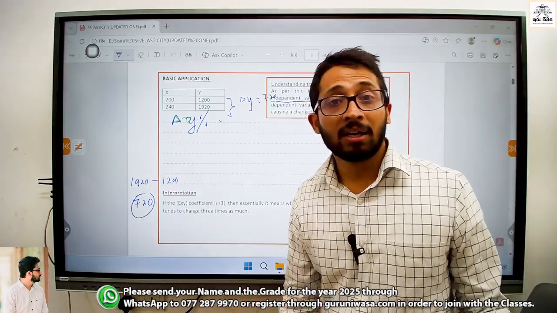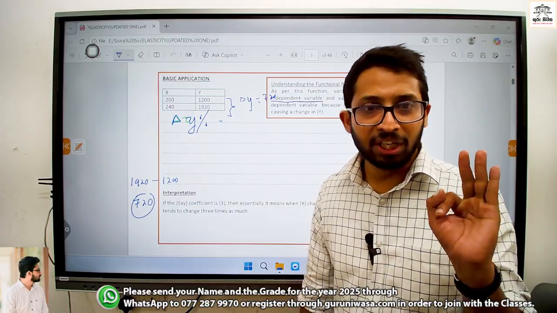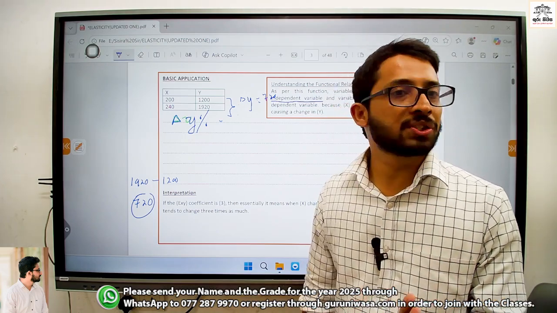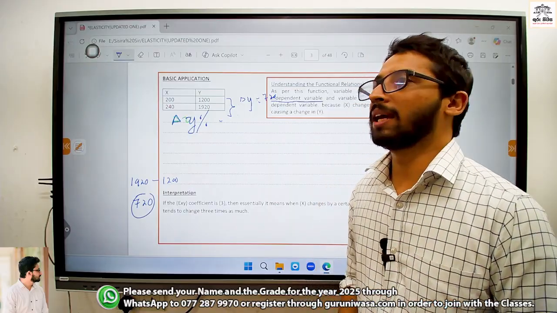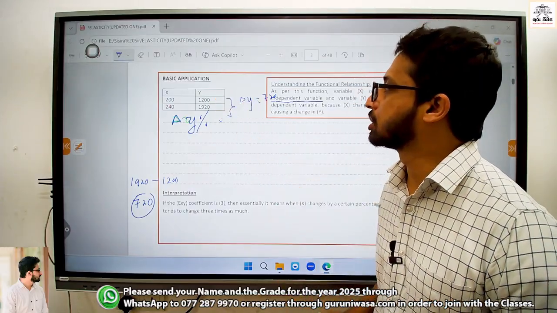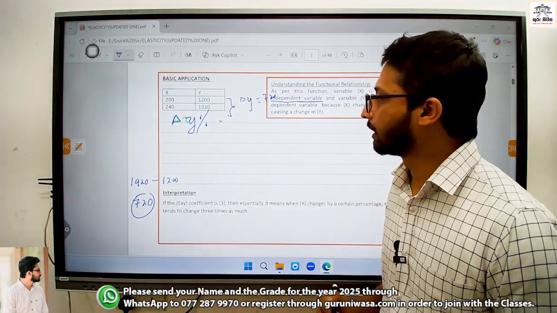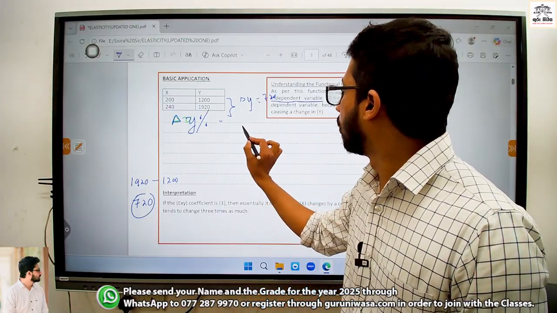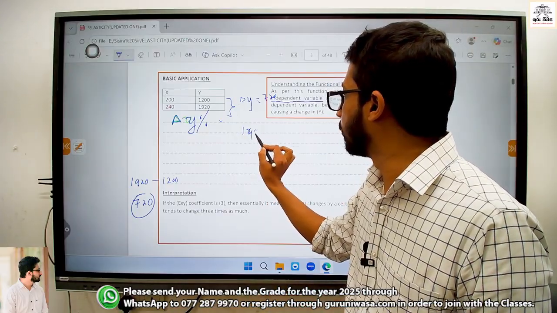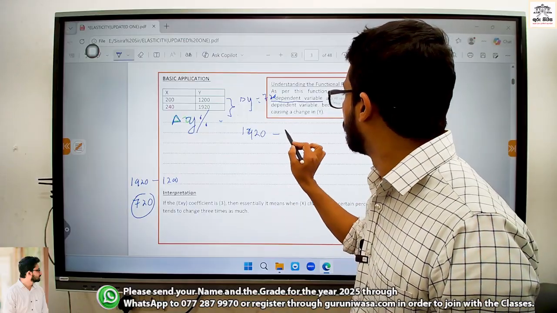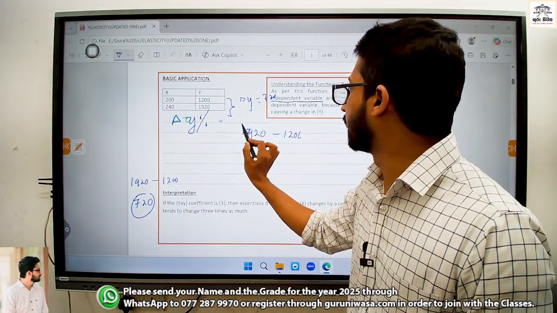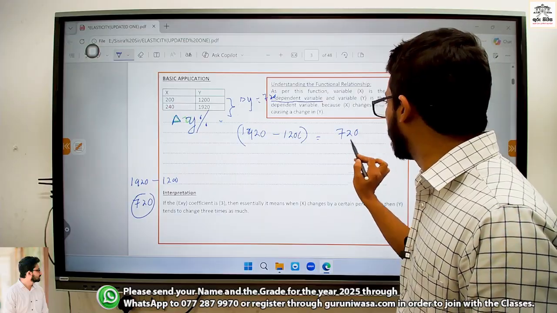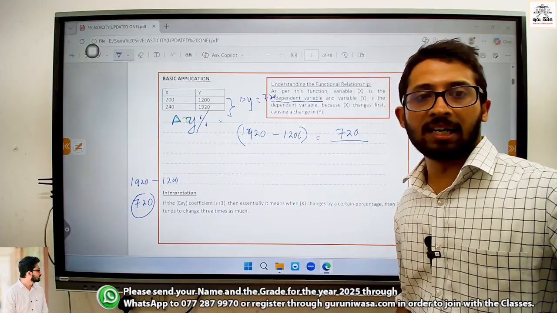But remember, we need to consider percentage, not the absolute change. So how to calculate percentage change for variable y? Take the difference, the absolute change: 1920 minus 1200, which is 720. Then 720 divided by the original value.